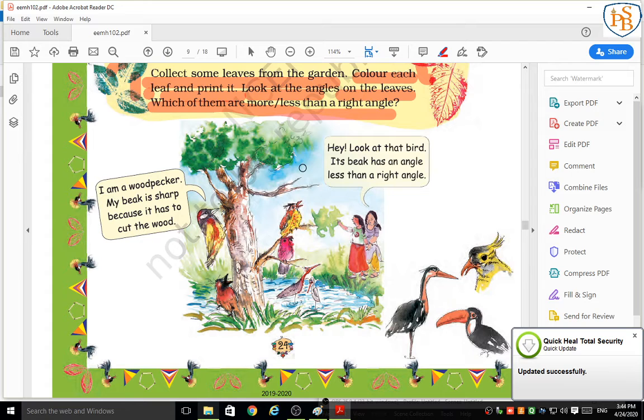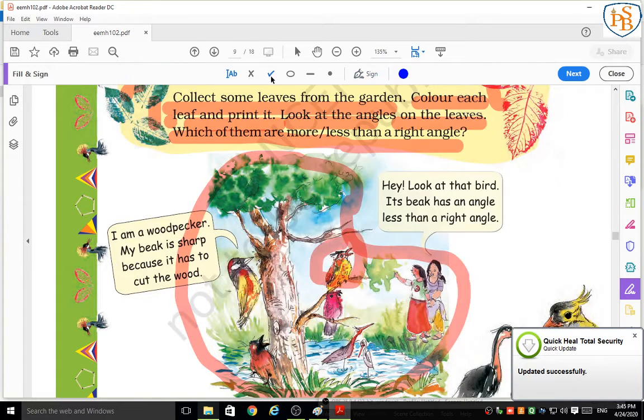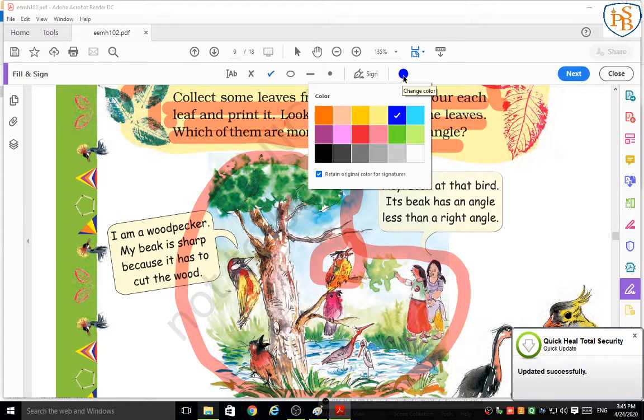Now we can see one picture over here. Correct? Hey, look at the bird. Its beak has an angle. If we see a bird, okay, what the girl say? Hey, look at the bird. Its beak. Correct? If we see over here, I will show you. Wait a minute, students. I will show you with the green color.